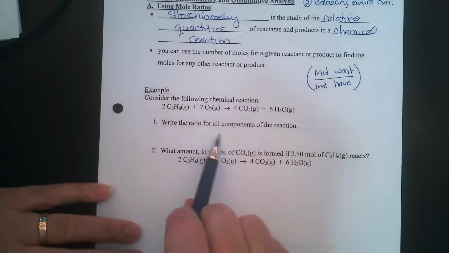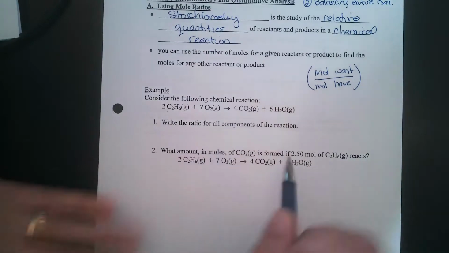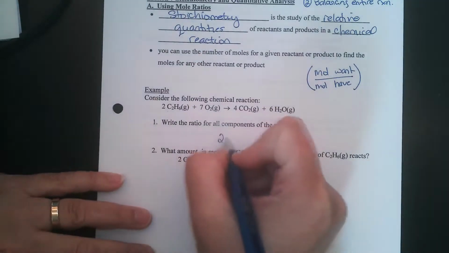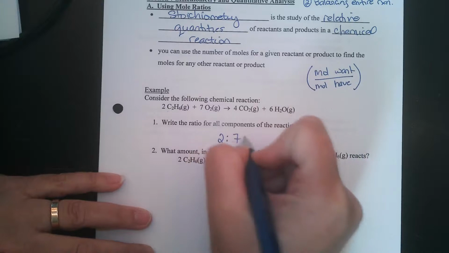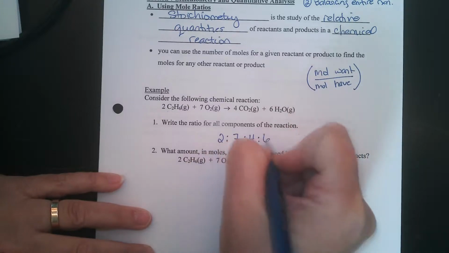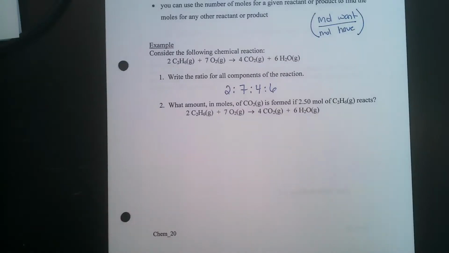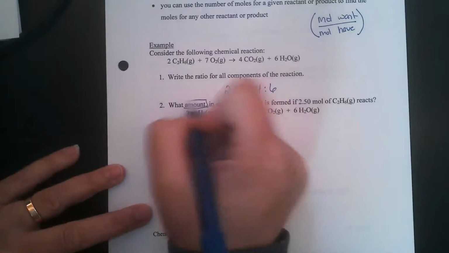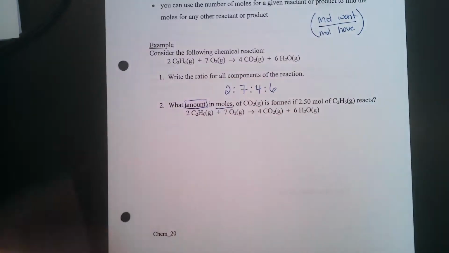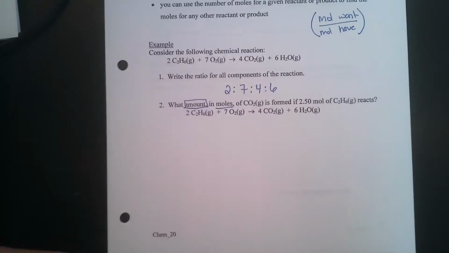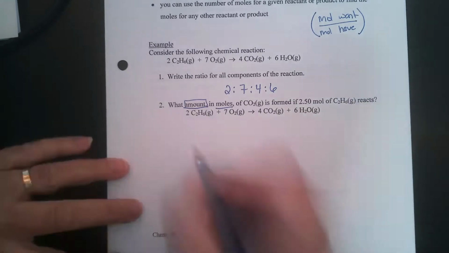This is asking you to write a ratio for all components, and this goes way back in the deep recesses of your minds on how to write a ratio, but there's 2 to 7 to 4 to 6. There's 2 ethane, 7 oxygens, 4 carbon dioxides, and 6 waters. That's what they're looking for in this particular step. And then it's asking you what amount. Remember, amount was key word for moles, and we see that in moles, of carbon dioxide is formed if 2.5 moles of C2H6 reacts. So this is what I have.